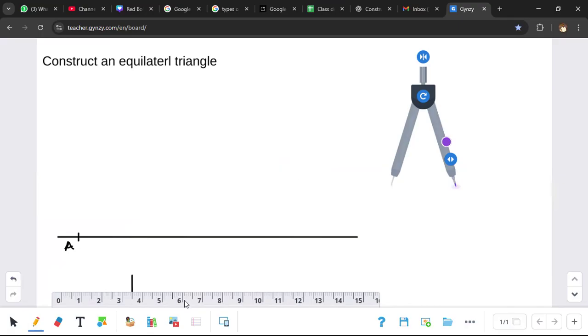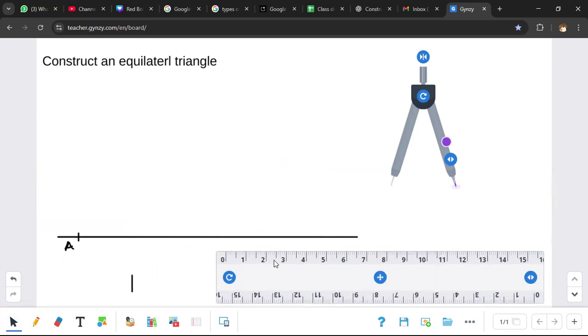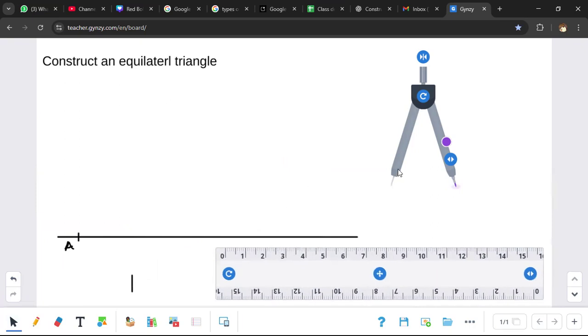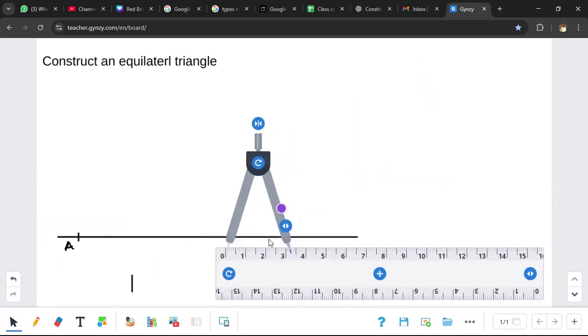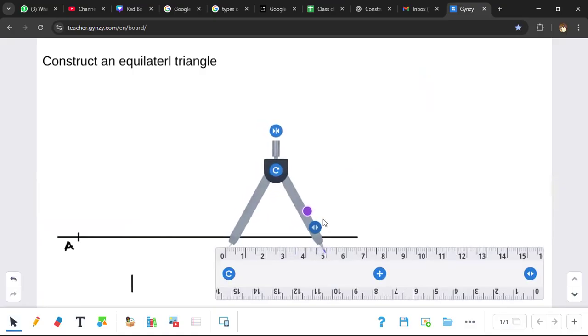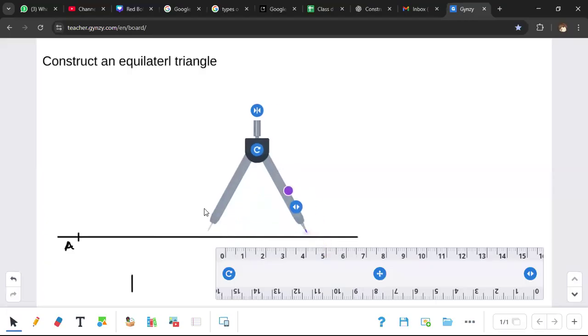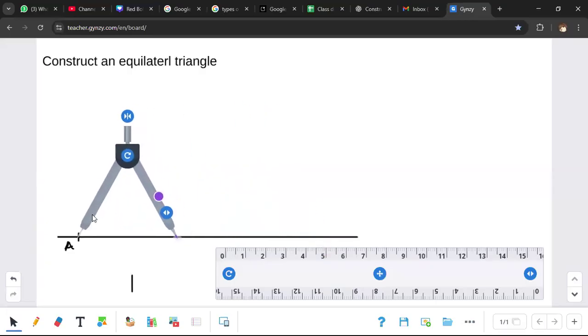Now again I have to take my ruler and place my compass point on 0 and take a length of 5 centimeters. And then I have to take my compass and put it on the point A, and draw an arc like this. Don't erase these arcs.